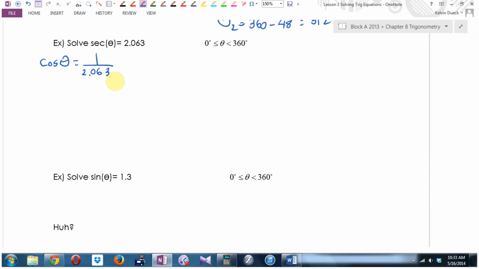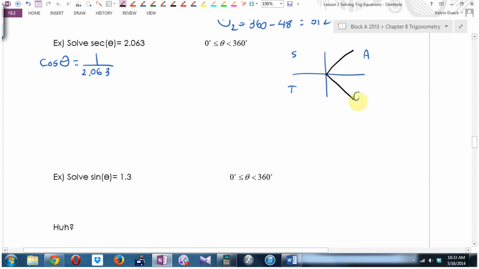And now, hopefully, it's becoming somewhat routine. What am I going to do next? Sketch and CAST rule. Absolutely. Brooke, although originally they gave me secant, which trig function did they really give me? Cos. And was my cosine answer positive or negative? So where is cosine positive, folks? All and cos.